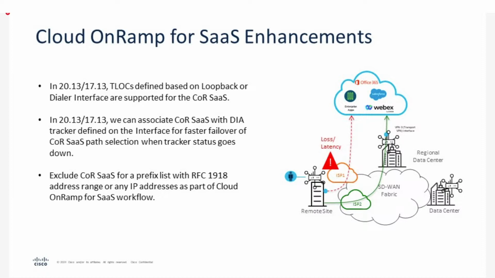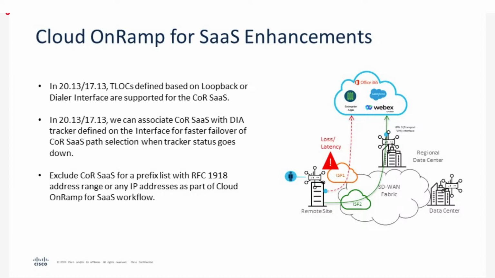That needs to be optimized for faster convergence, so that your SaaS traffic can move from the worse path to a better path as soon as possible. Also, the cloud on-ramp for SaaS got triggered for all your RFC 1918 private addresses as well, which is a standard NBAR app. For this, some kind of filtering for these prefixes was needed.